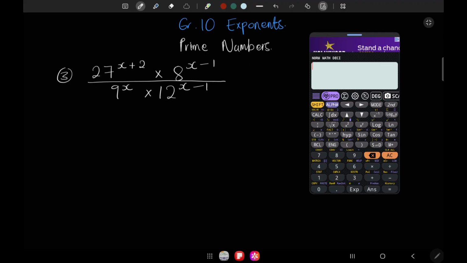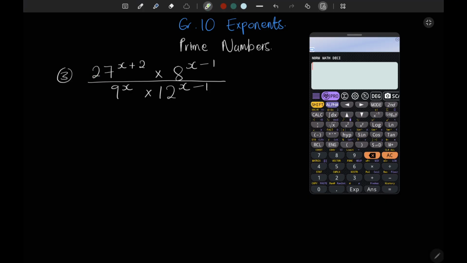Now let's try to solve (27^(x+2) · 8^(x-1)) / (9^x · 12^(x-1)). How do we solve this? Let's check whether we have any similar bases. We have 27 and 8, those aren't similar. 9 and 12, we don't have any similar bases.